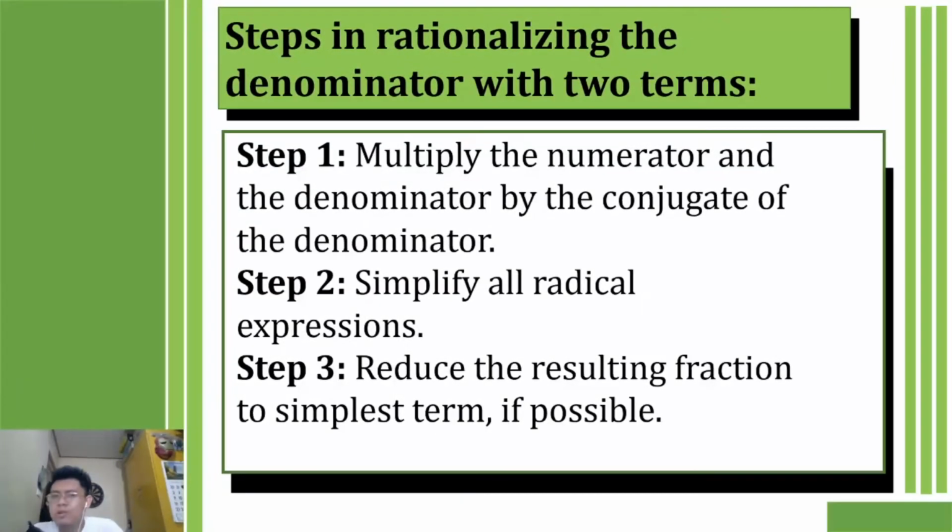Okay, so here are the steps in rationalizing the denominator with two terms. Step 1. Multiply the numerator and the denominator by the conjugate of the denominator. Step 2. Simplify all radical expressions. Step 3. Reduce the resulting fraction to simplest terms, if possible. So let's proceed to our example.